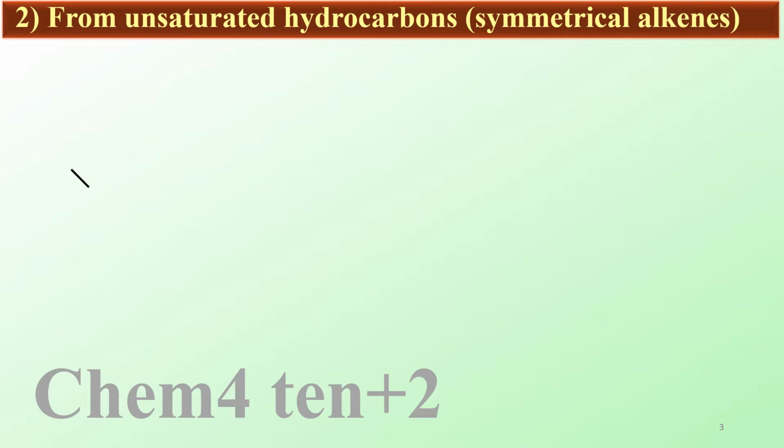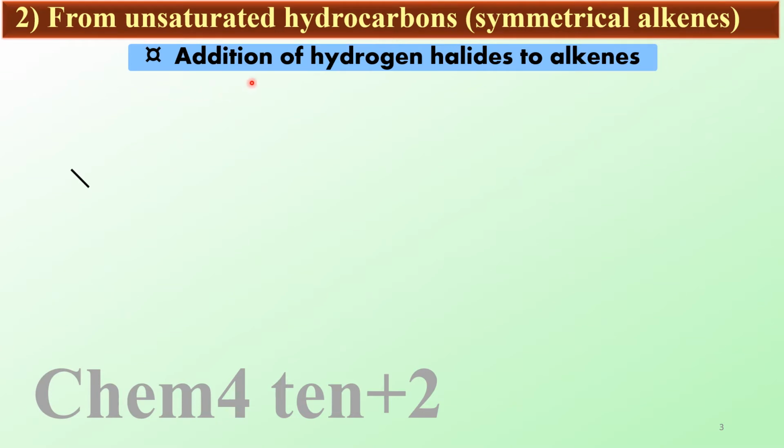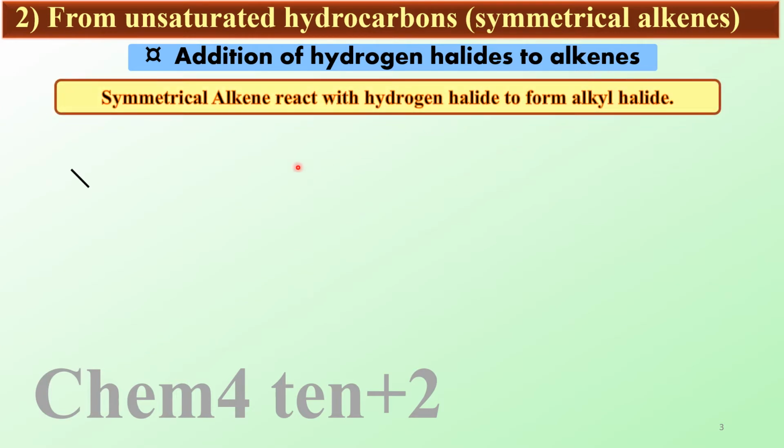Let's begin with the reaction. In this reaction, we are using symmetrical alkenes. Alkenes are unsaturated hydrocarbons containing a double bond. Here, addition of hydrogen halides to alkenes. Symmetrical alkenes react with hydrogen halide to form alkyl halide. We are going to see here the general reaction.